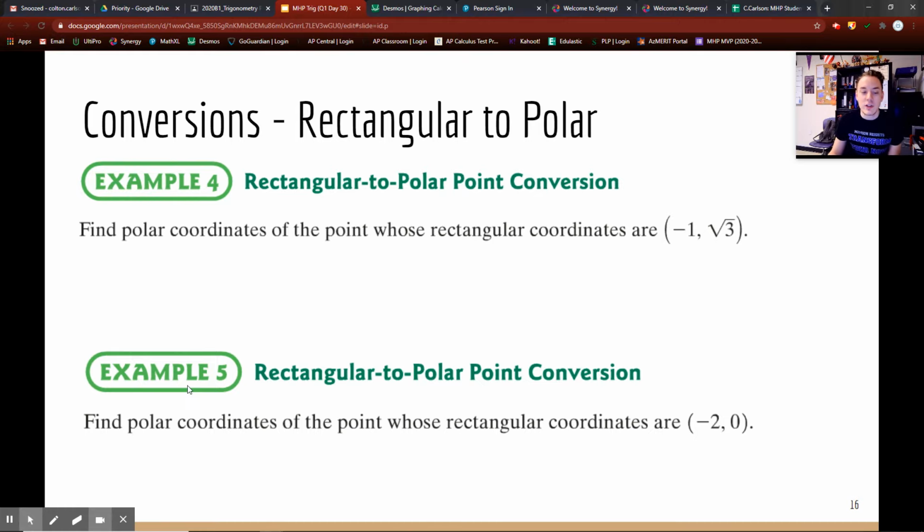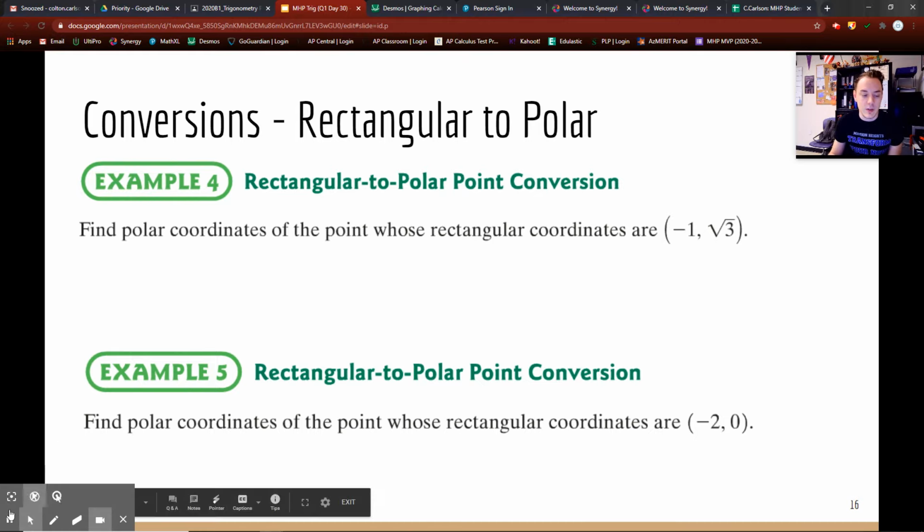Pause the screen and see if you can do it. Let's do this as like a checkpoint. Pause the screen, see if you can do it.